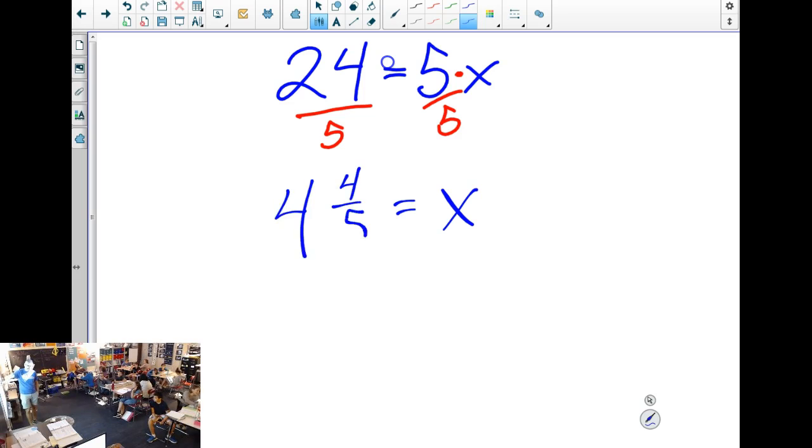And 4/5 left over, right? 4, because if I think about 20 and 4. But now we're going to start to involve decimals.